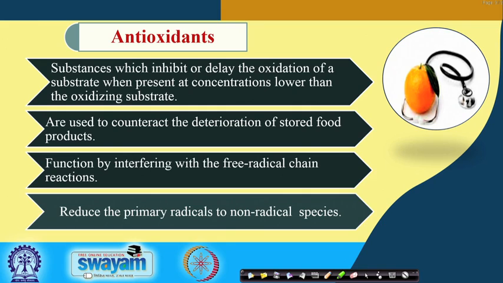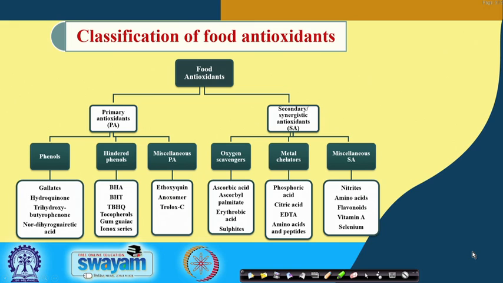Actually, antioxidants are substances which inhibit or delay the oxidation of a substrate when present at concentrations lower than the oxidizing substrate. They are used to counteract the deterioration of stored food products. They function by interfering with the free radical chain reactions and reduce the primary radicals to non-radical species.